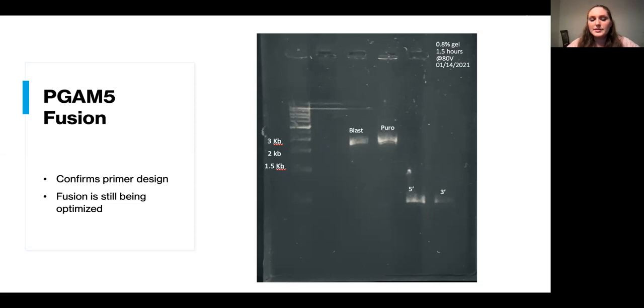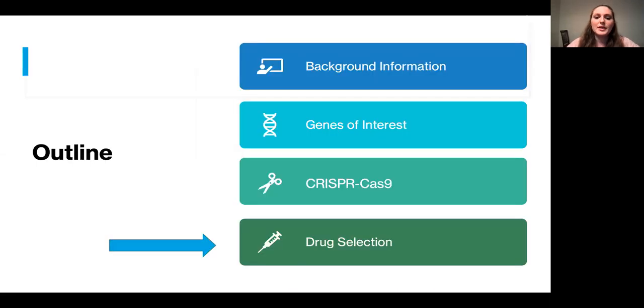The fusion process is still being optimized, but this shows that our primer design was correct and that they can correctly make the fragments. So fusion PCR just needs a little more work. And finally, Abby will be talking about our drug selection experiments.